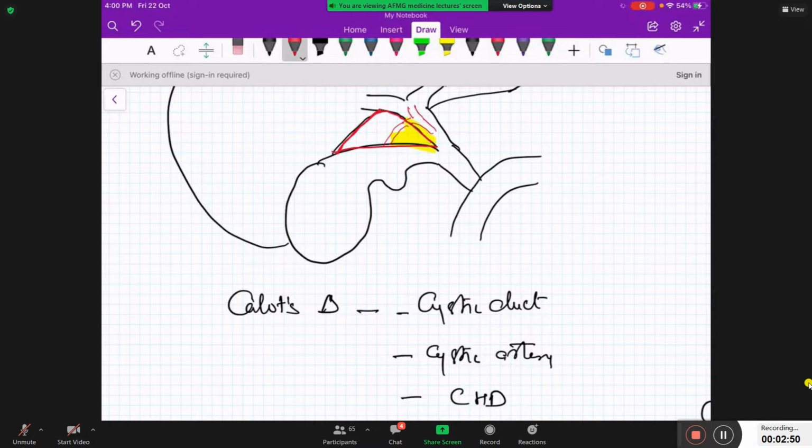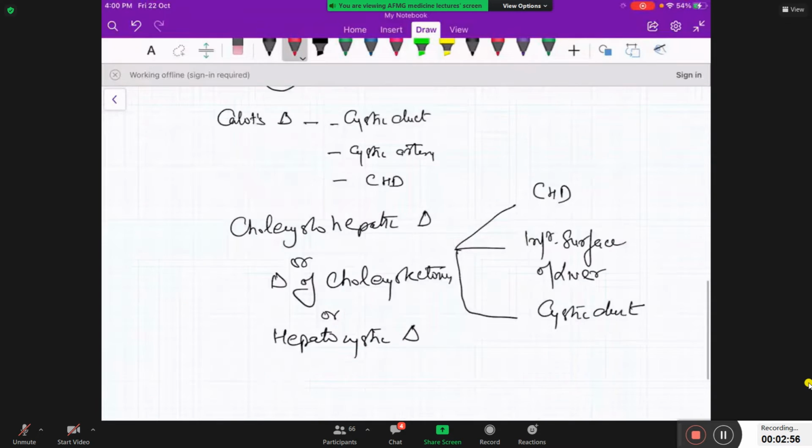This is a very commonly asked question, and there's a lot of confusion on this also. And then you can see a red triangle, and that red triangle is called cholecystohepatic triangle, or triangle of cholecystectomy, or hepatocystic triangle. The boundaries of this cholecystohepatic triangle are common hepatic duct, inferior surface of the liver, and cystic duct. Right? Cholecystohepatic triangle.